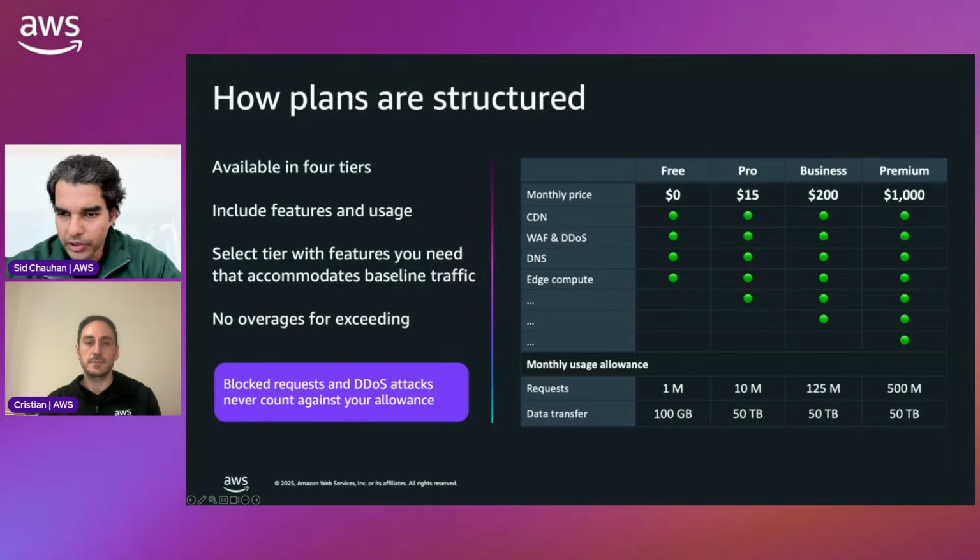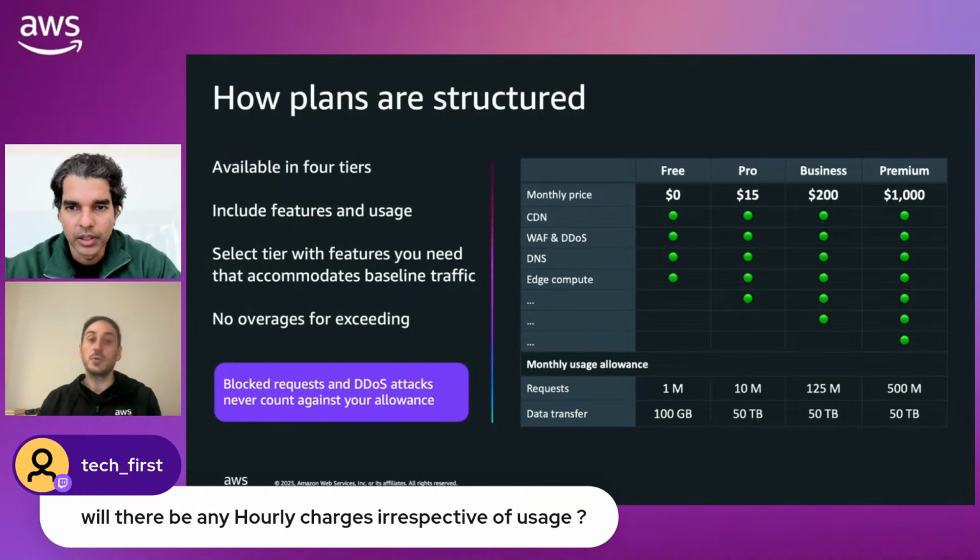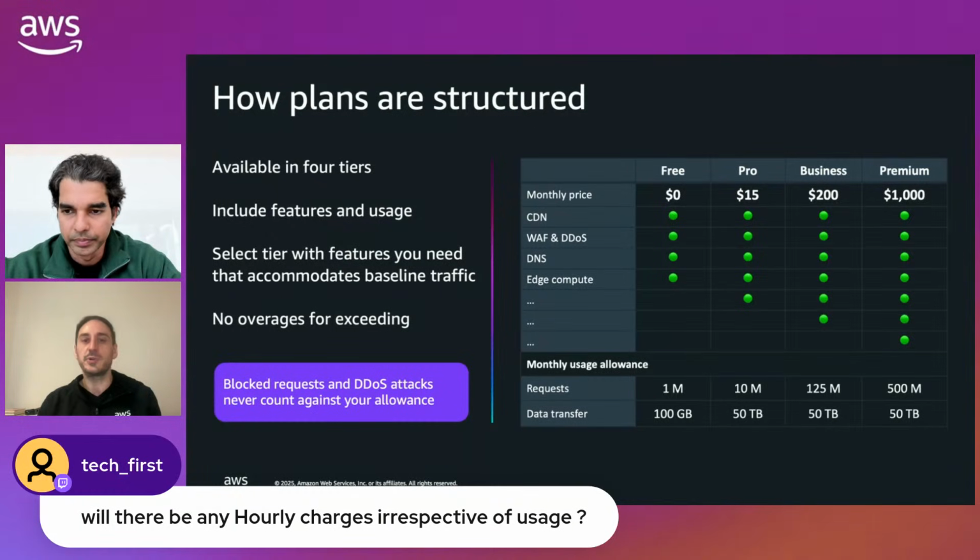Tech First asks, will there be any hourly charges irrespective of usage? No, there's no hourly charges. So you sign up for the Pro tier, it's $15 per month. That's the price that'll show up on your bill regardless of usage.